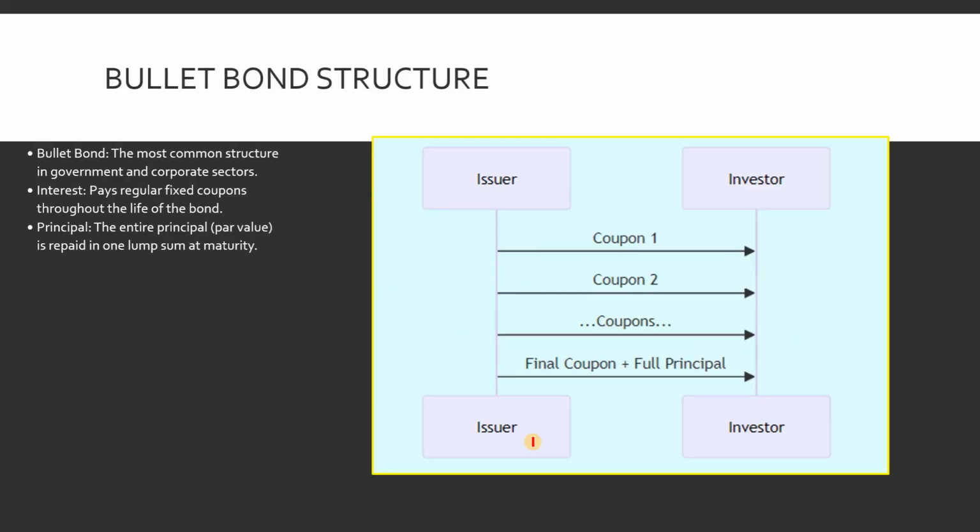So the most common payment structure is known as a bullet bond, often referred to as the plain vanilla bond. In this structure, you receive regular fixed interest payments during the life of the bond, but you do not receive any principal repayment until the very end. The entire loan amount, or par value, is paid back in a single lump sum on the maturity date. This structure is standard for most government and corporate bonds. A bullet bond pays interest only until maturity, at which point the full principal is returned.